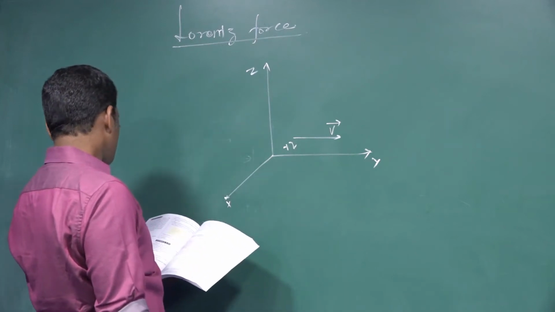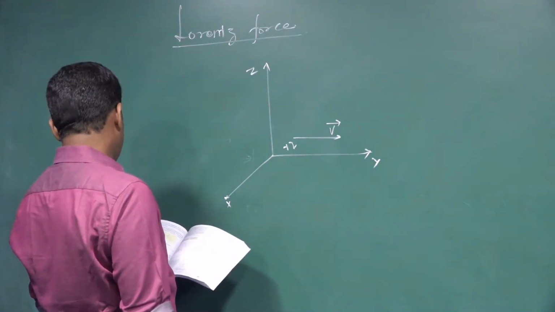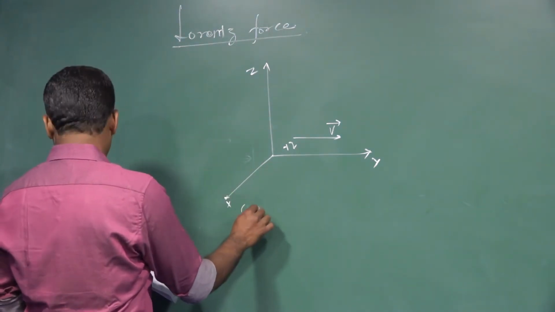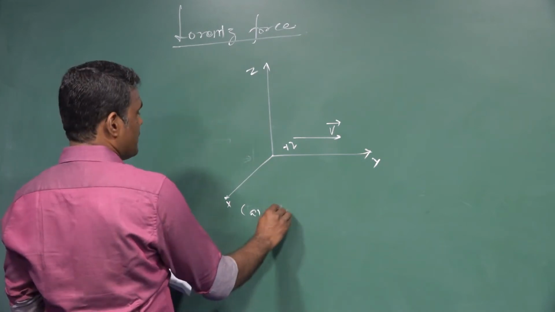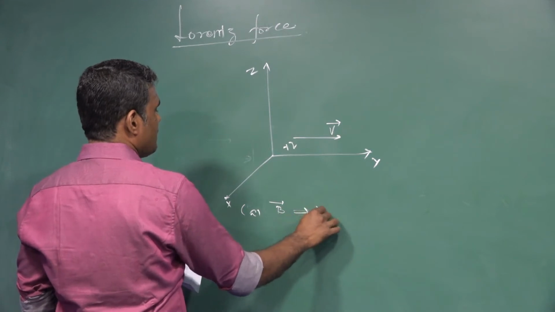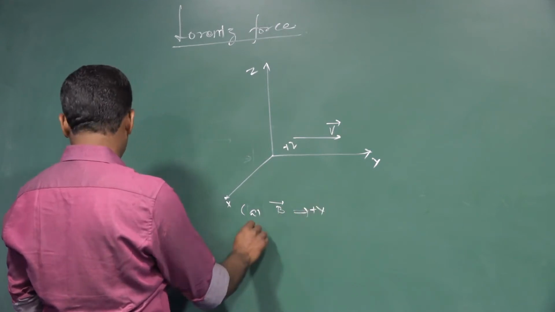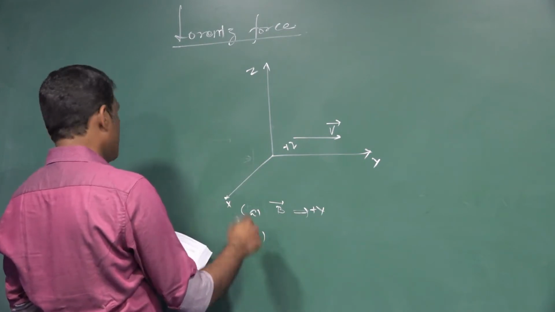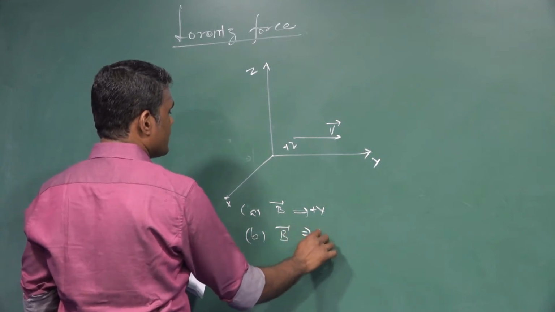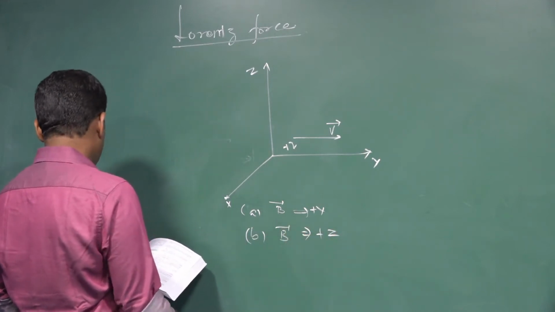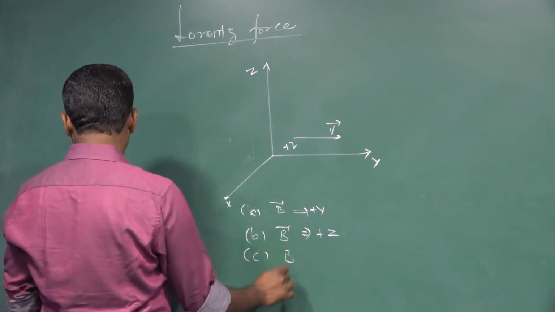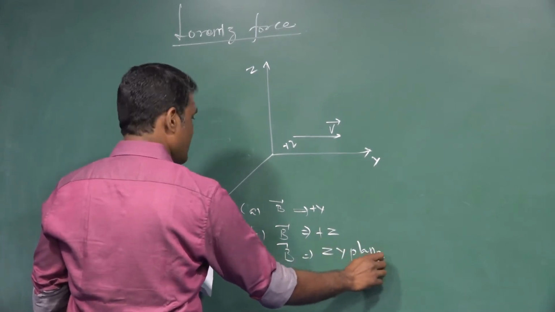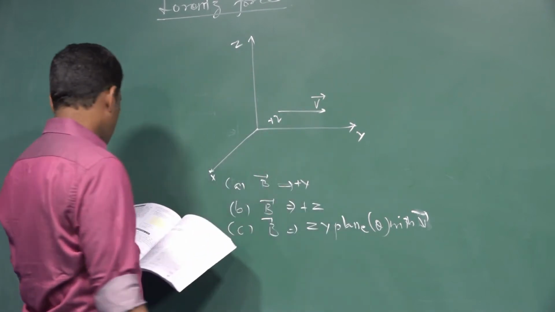And then, in a magnetic field B vector, compute the Lorentz force experienced by the particle. The first case is A, when B is along the positive y direction. And the second one, when the magnetic field points in the positive z direction. And the third case is when the magnetic field is in the zy plane, making an angle theta with the velocity of the charged particle.